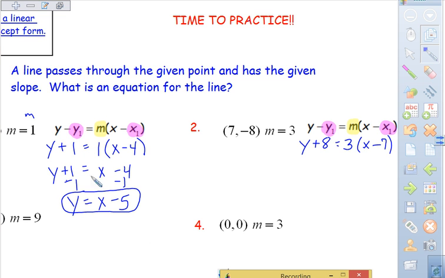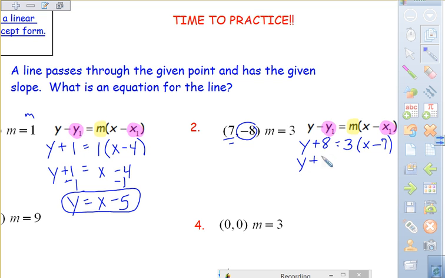Our ending answer for question number 1 is y equals x minus 5. In question number 2, we're going to put it in point-slope form, and then we're going to solve it for y to get it into slope-intercept form. So again, when I put the 8 in, it becomes positive. When I put the 7 in, it becomes negative because of our signs in the original equation.